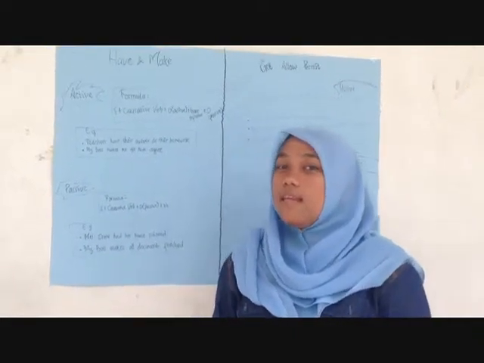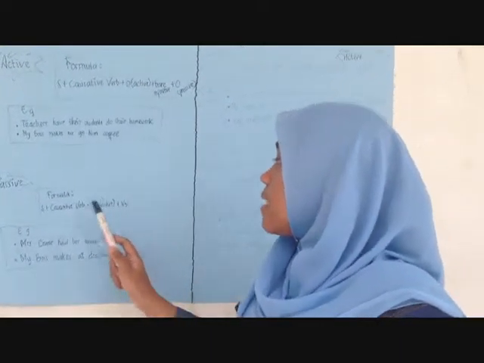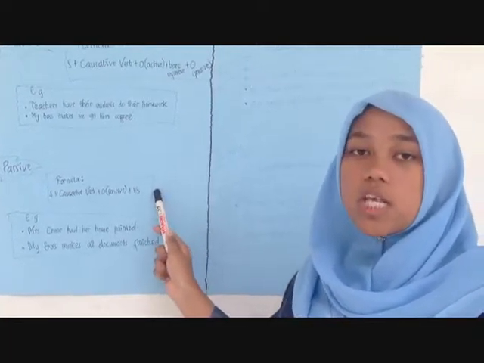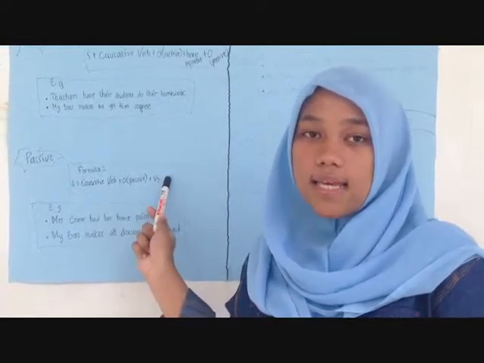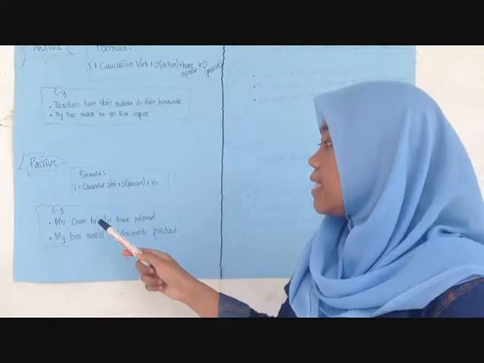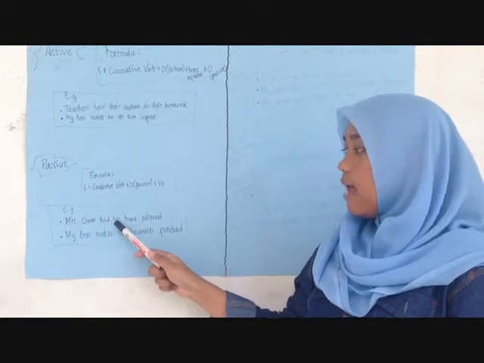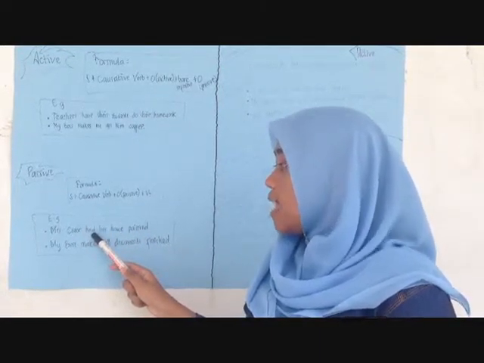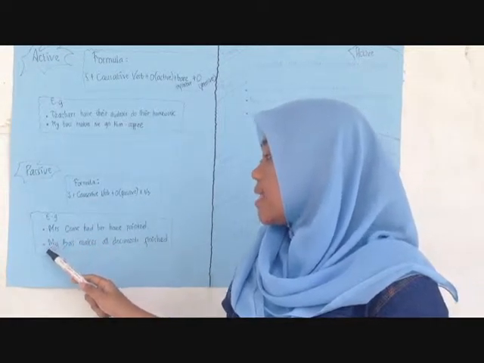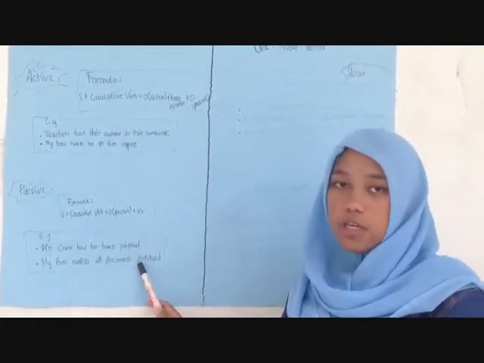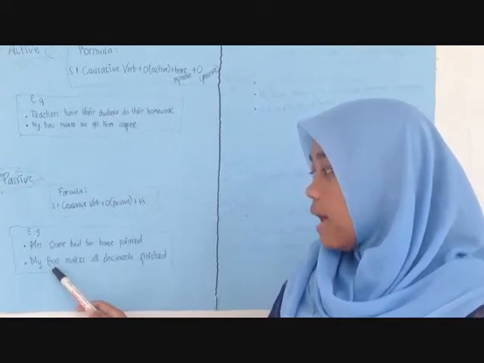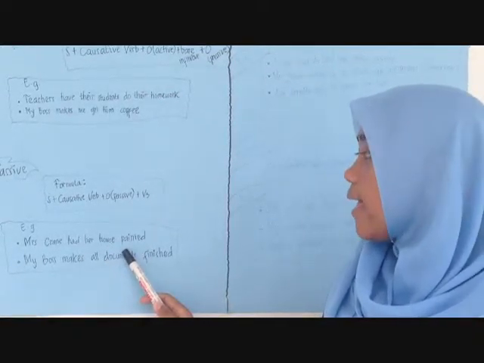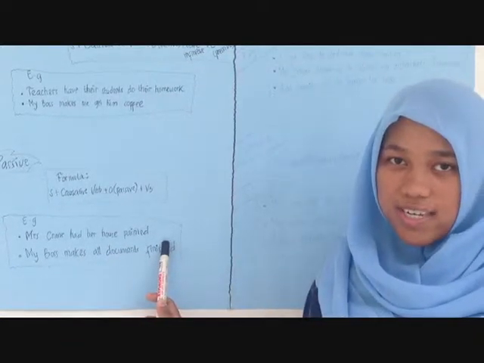Passive form in have and make, the formula is subject plus causative verb plus object as passive plus verb 3, because in a passive sentence, the verb is actually verb 3. For example, the first is, Mrs. Crane had her house painted. This uses simple past tense, so had uses the verb 2. And the second is, my boss makes all the documents finished. My boss here is the subject, makes is the causative verb, using simple present tense. All documents is the object as passive and finished is verb 3.